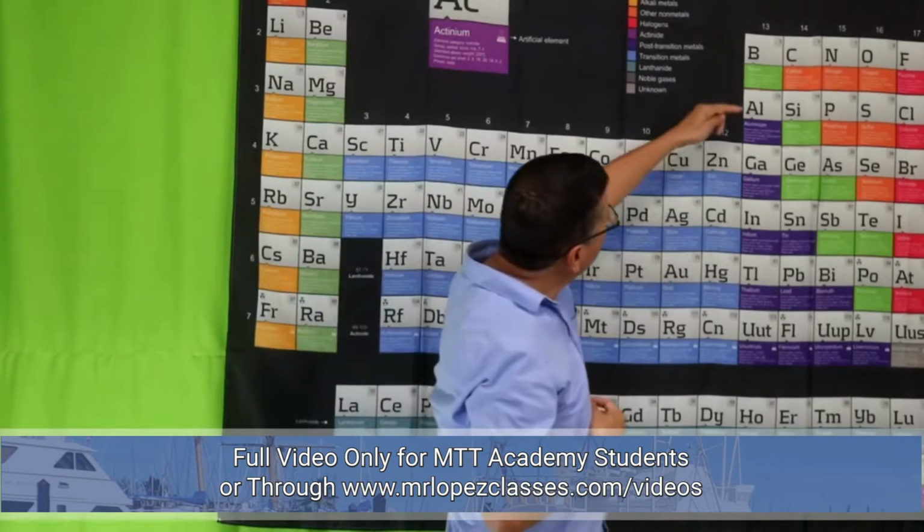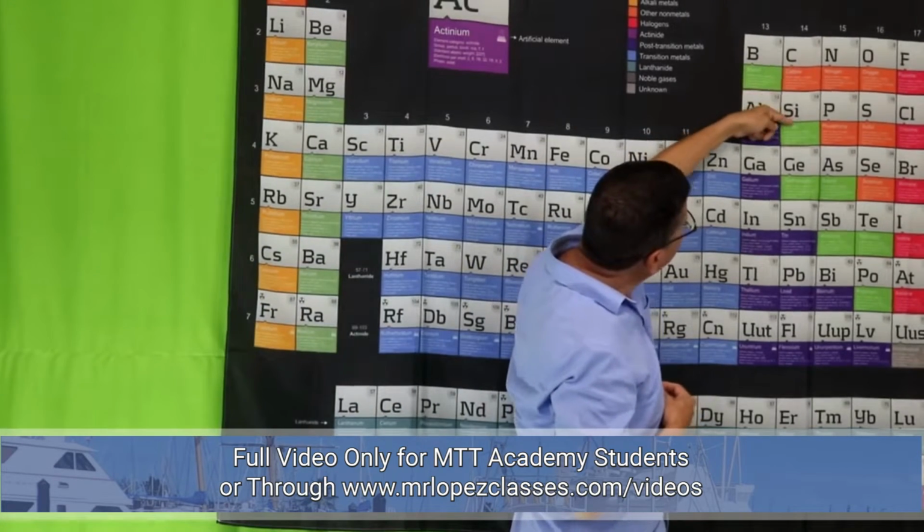There are three elements located in the limit, in the edge of the division. Those elements are carbon, silicon, and germanium. Those three elements are in the limit between metals and non-metals. For that reason, those three elements are considered semiconductors.